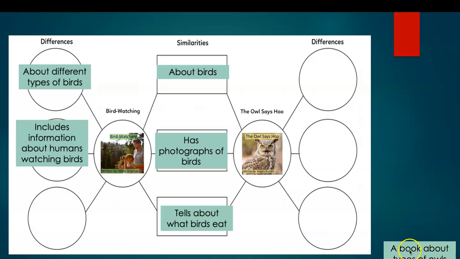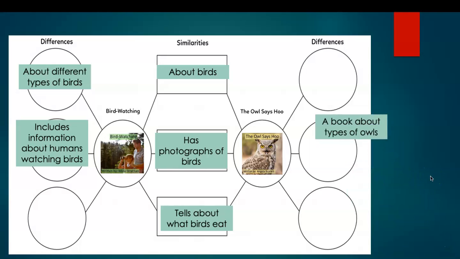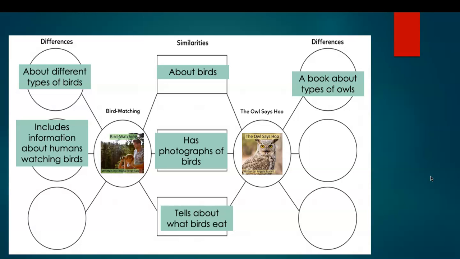All right, the last one, a book about types of owls. I gave you an easy one for last. Which book was that? Good job. So we learned a lot about birds from reading two different books, but some of the information was the same or similar, and some was different. But now we know a lot more about birds from reading.